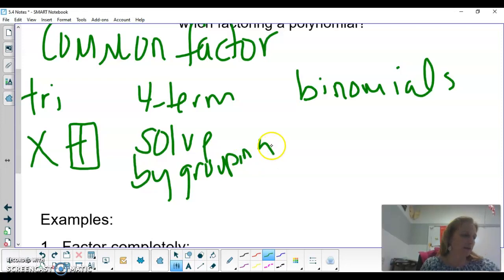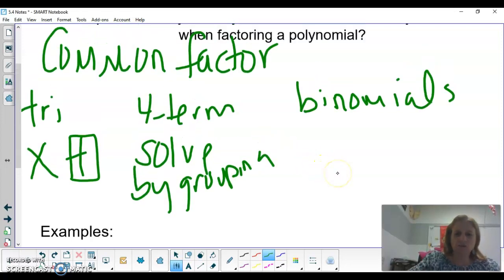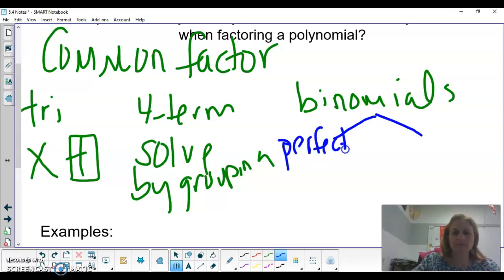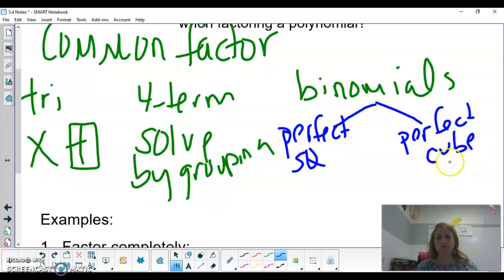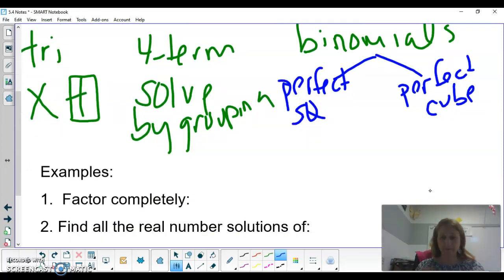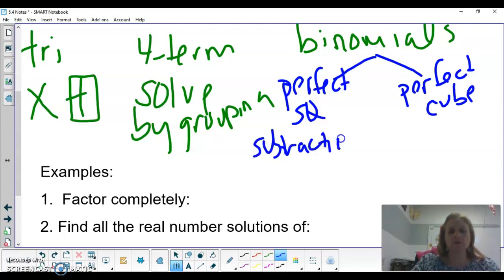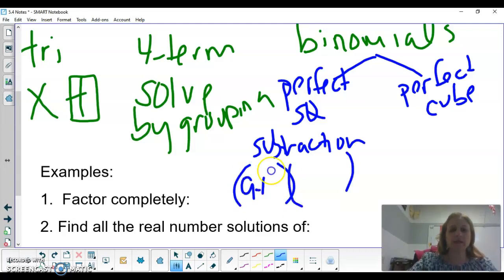And then here are our binomials. Binomials, so there are 2 of them. We have the perfect square and the perfect cube. So for the perfect square, first of all, it has to be subtraction. It has to be subtraction, okay? Once you recognize that both terms are perfect squares, and it's subtraction, you go right to this, where it's a plus b, a minus b. And then you're done.